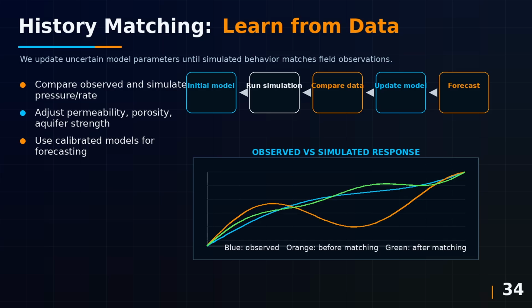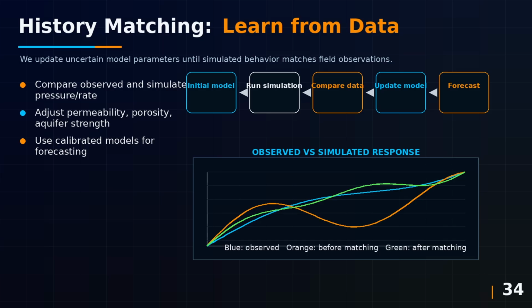On this slide, the simulation curve is compared with observation. If the model does not match field data, we adjust uncertain parameters such as permeability, porosity, relative permeability, aquifer strength, or fault transmissibility. Then we rerun the simulation and compare again. This iterative process improves the credibility of the model before forecasting the future.